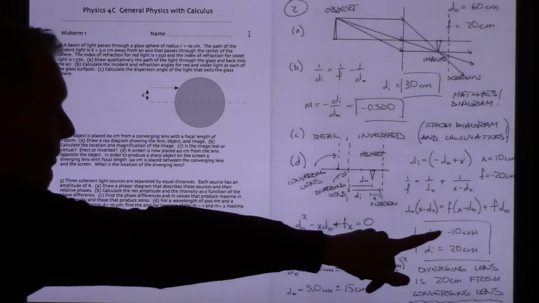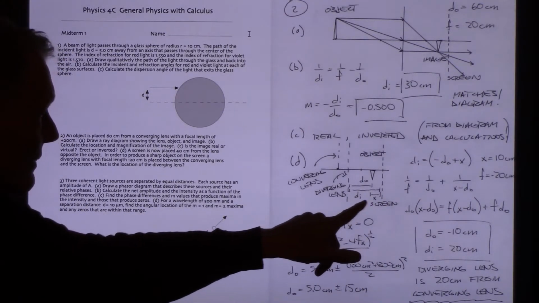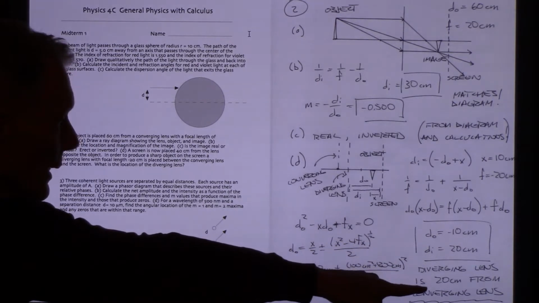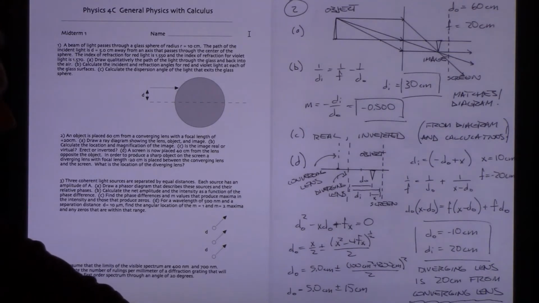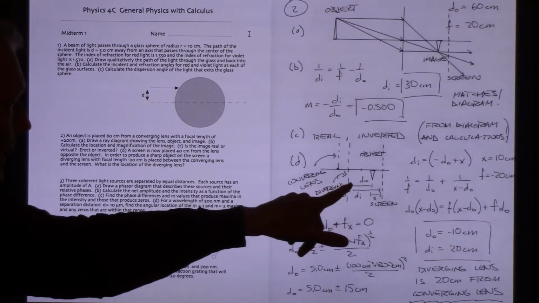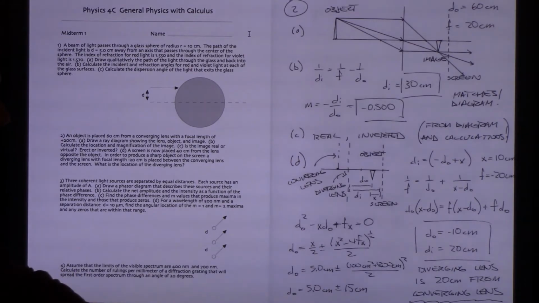10. So if that's negative 10 and x is 10, well then di is 20, and the diverging lens then needs to be 10 centimeters from the object, 20 centimeters from the screen. It all fits, it all works together. The diverging lens needs to be 20 centimeters from the screen.